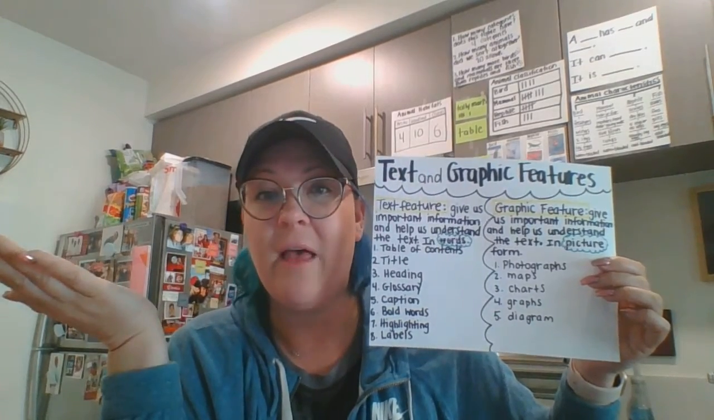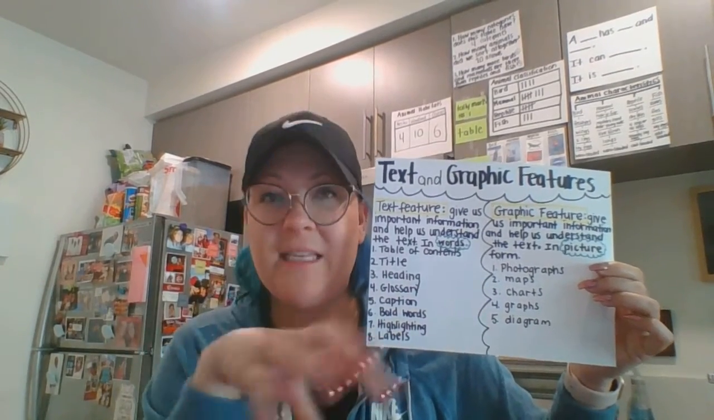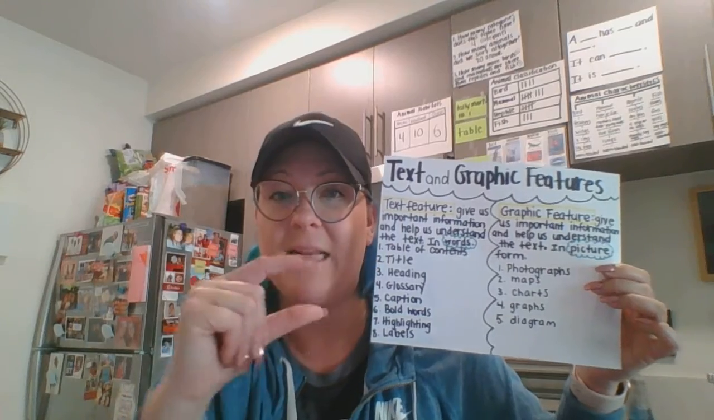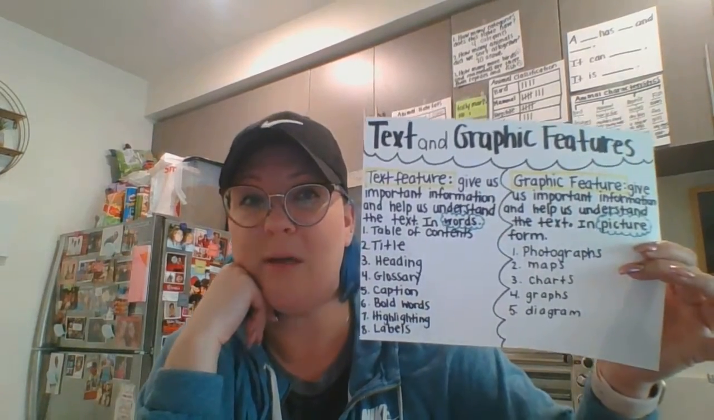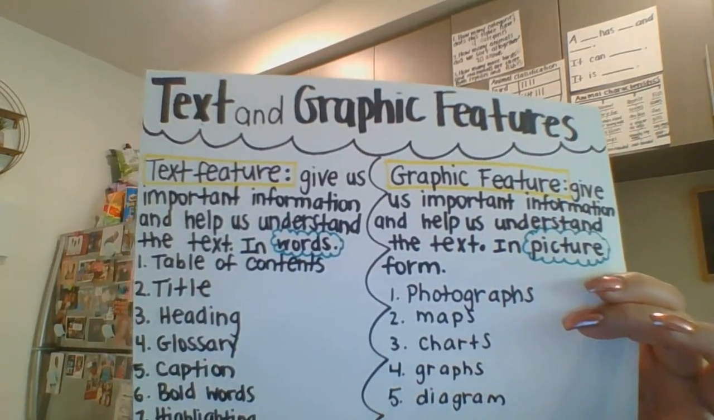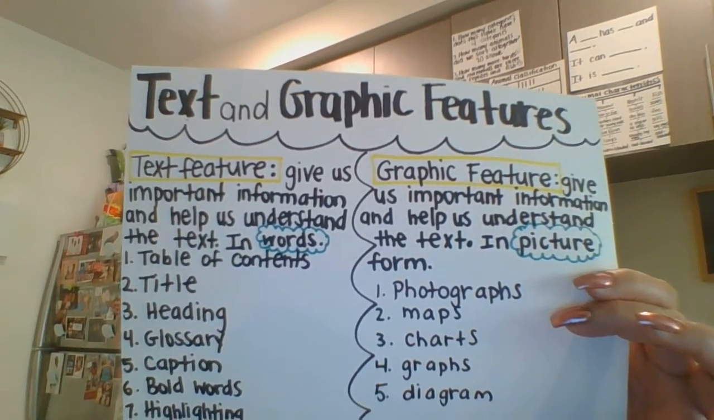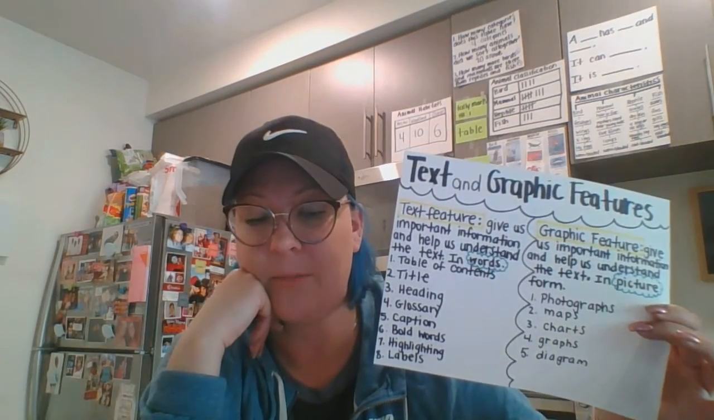I don't know the parts of a flower, but when I look in the book and I see those parts of the flower and they're labeled and it tells me about it, I can better understand as a reader. And it's super important to use these text and graphic features when you are reading and to take note of that in your informational text, okay?